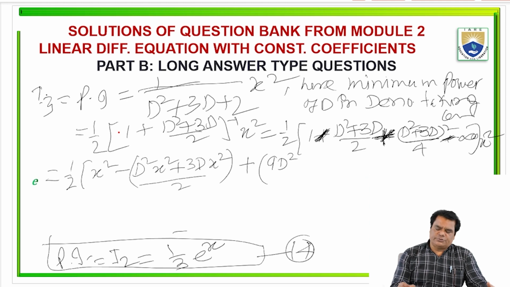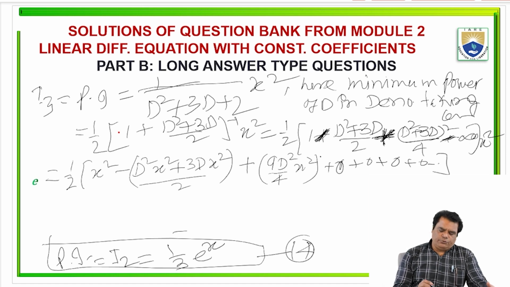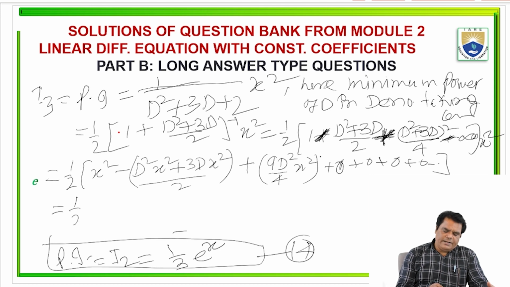(a + b) whole square is a square plus b square plus 2ab. So 9x square by 4 and x square. Next terms are all 0. Other terms are all 0 here. So we write here 1 upon 2 x square.